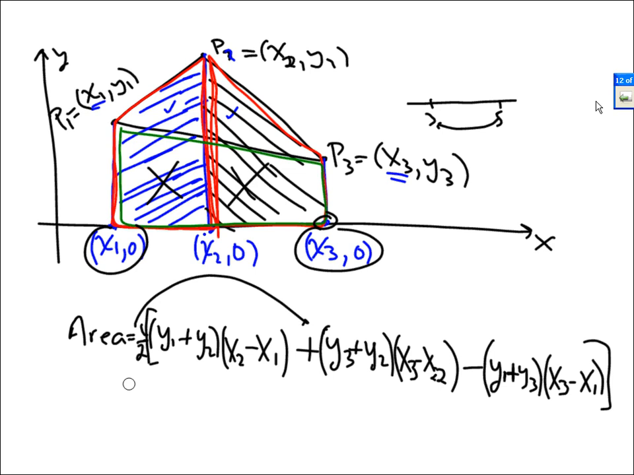And now we have to take away everything. We have to take away y1 x3. We have to take away negative y1 x2. That is, we add y1 x1. I have to take away y3 x3. And we have to take away negative y3 x1. That is, we add y3 x1.